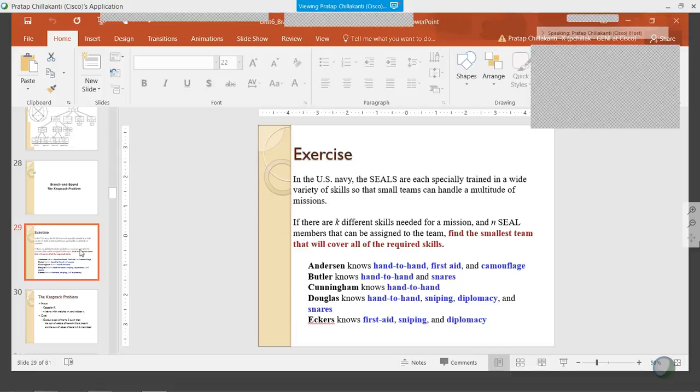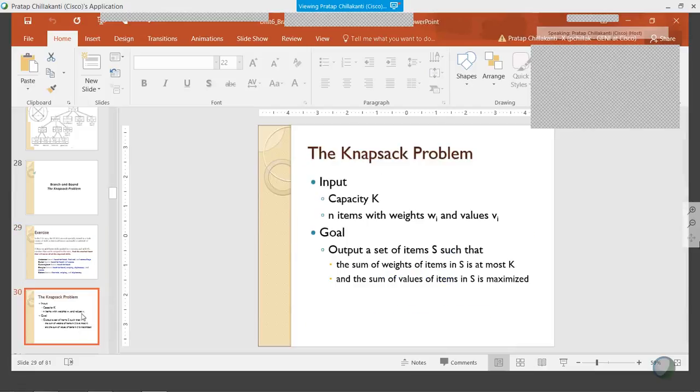We'll begin the day with an interesting exercise. And then we'll get into branch and bound, how we use branch and bound to solve the knapsack problem. But how does branch and bound help us to solve the knapsack problem? You will learn here, and a couple of other problems too.